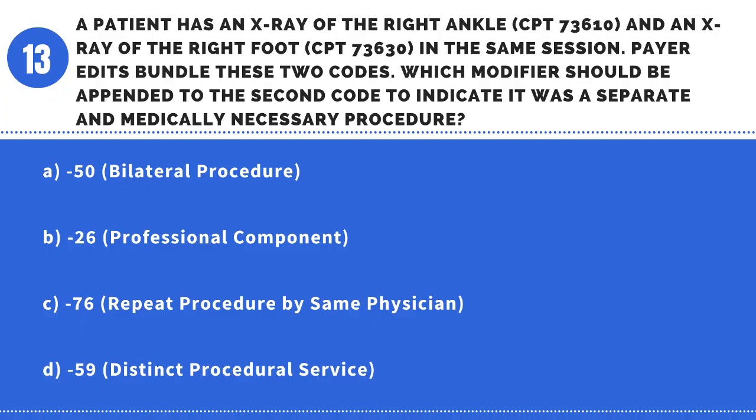Question 13. A patient has an X-ray of the right ankle, CPT 73610, and an X-ray of the right foot, CPT 73630, in the same session. Payer edits bundle these two codes. Which modifier should be appended to the second code to indicate it was a separate and medically necessary procedure? A. -50, bilateral procedure. B. -26, professional component. C. -76, repeat procedure by same physician. D. -59, distinct procedural service.